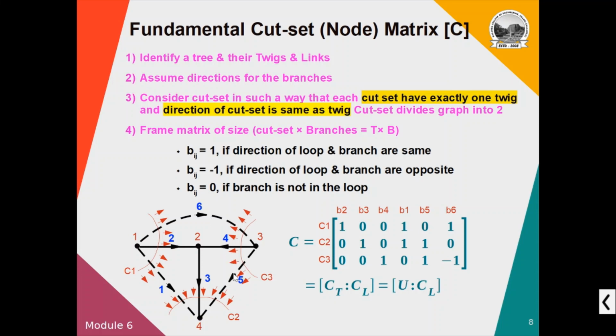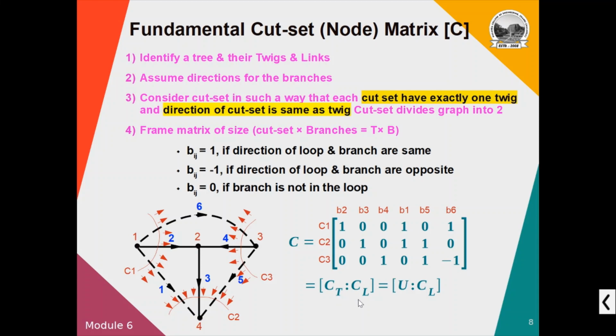Whereas for the cut set C3, what are the branches available here? 4, 5 and 6. If you are considering the cut set direction is away from this particular node, but the branch 6 is approaching that node, it is opposite to that of the cut set, right? So only B6 will be -1.